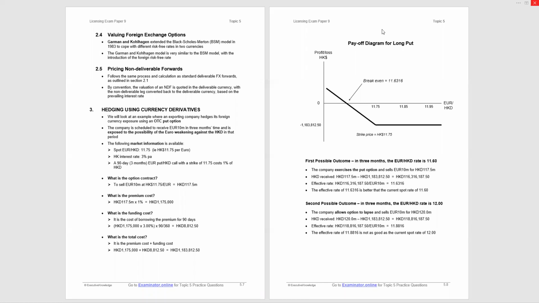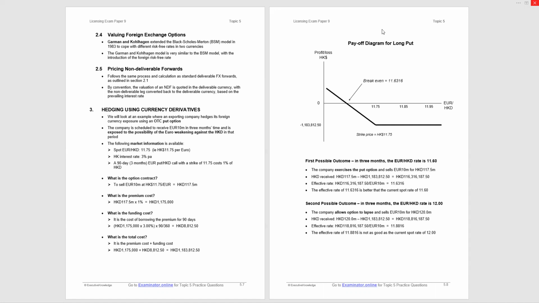The market information that's provided to us: the spot euro Hong Kong dollar price is 11.75. That is 11.75 Hong Kong dollars per euro. We're given the Hong Kong interest rate, we'll find out why in a moment, 3% per annum, and a 90-day, 3-month euro put Hong Kong dollar call, giving you the right to buy Hong Kong dollars by selling euros, has a strike price of 11.75, and the premium is a percentage of the Hong Kong dollar amount, and it's 1%.